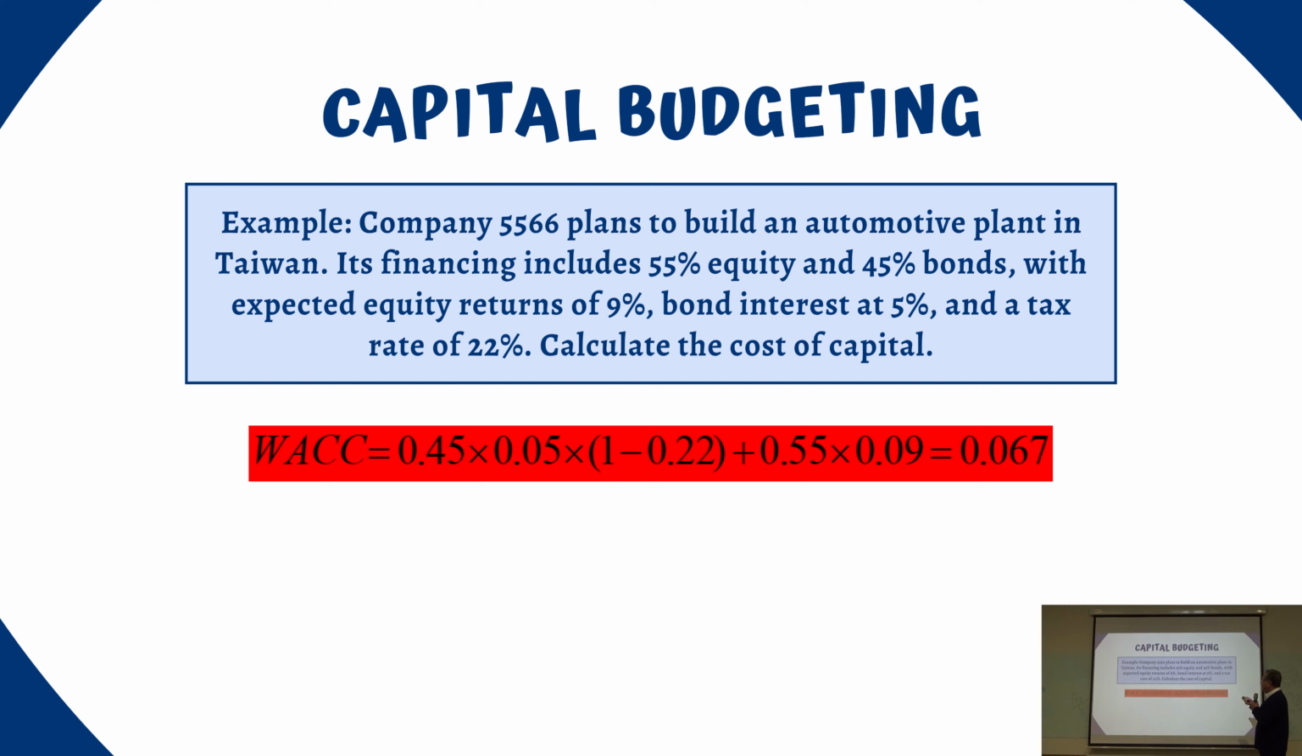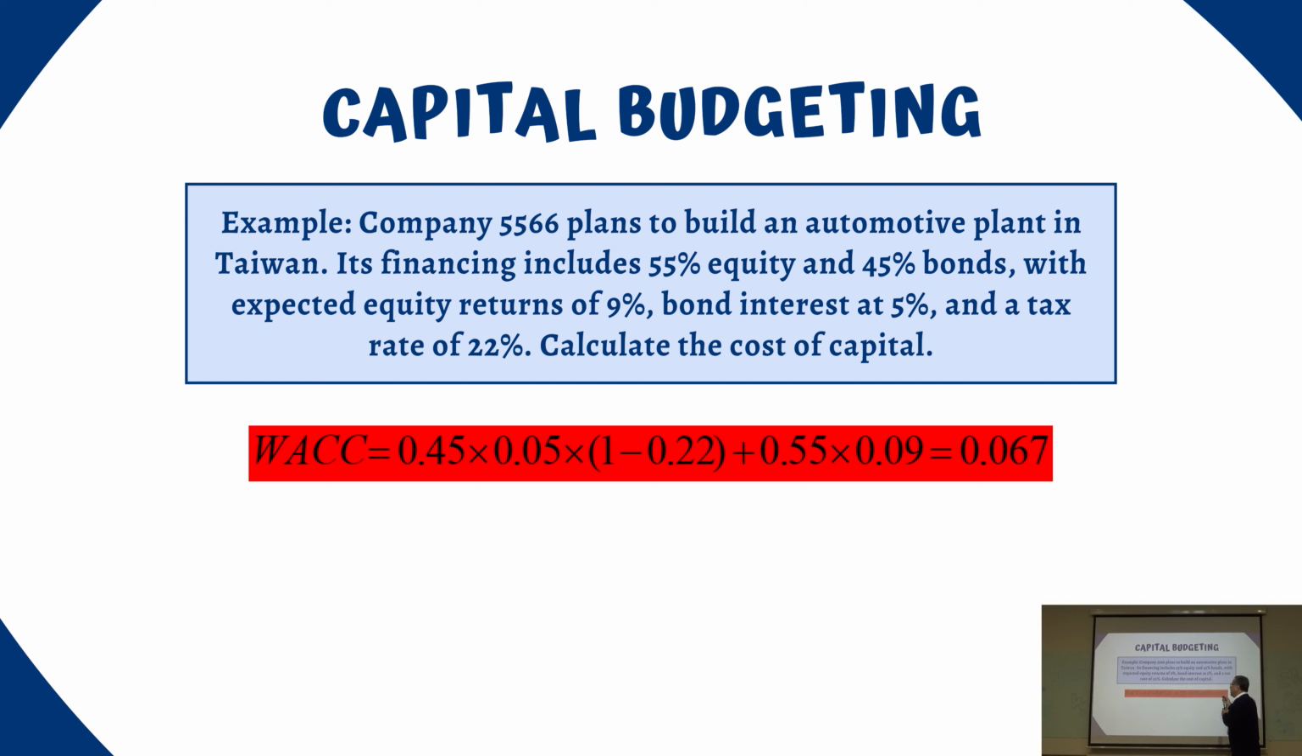this company has a plant. They want to build an automobile plant in Taiwan. It is financed with 55% equity and 45% bond, with the expected rate of return for equity at 9% and the interest payment at 5%. And the corporate tax rate in Taiwan is 22%.